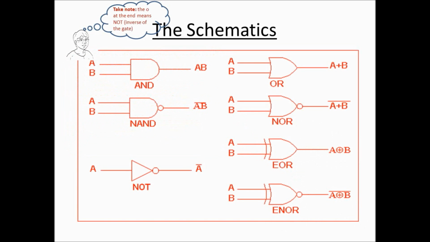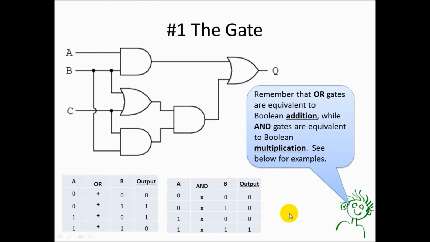Remember the schematics. Take note that the little o at the end of the schematic represents the inverse. So that is a NAND because of that little o. That is a NOR because of that little circle. And that shape is a NOT anyway, but it has a circle. And we will look at E-NOR as well. Okay, the first step, you are given a gate.